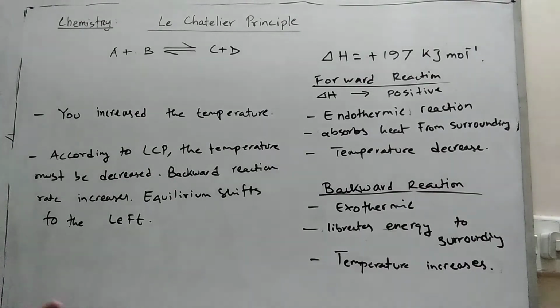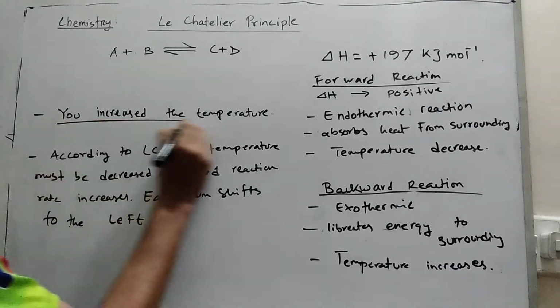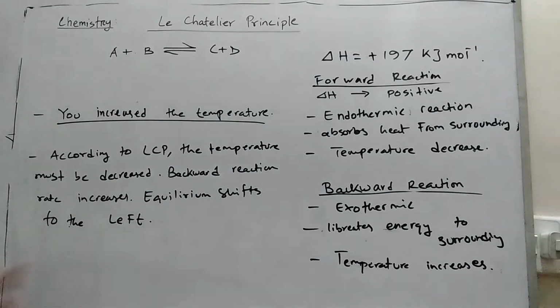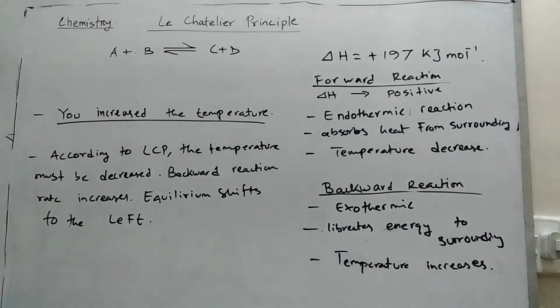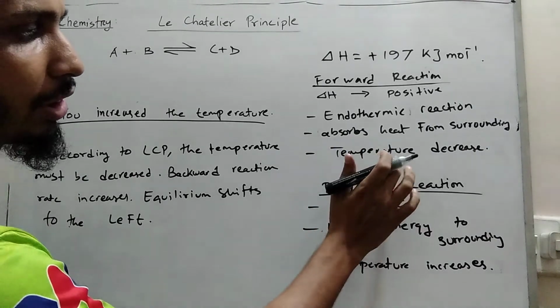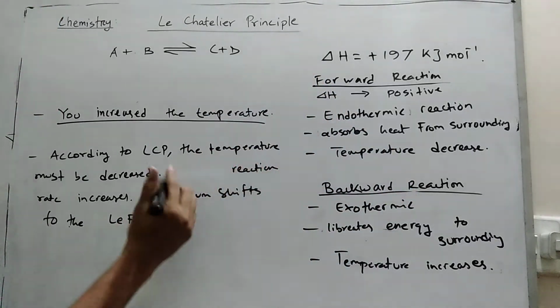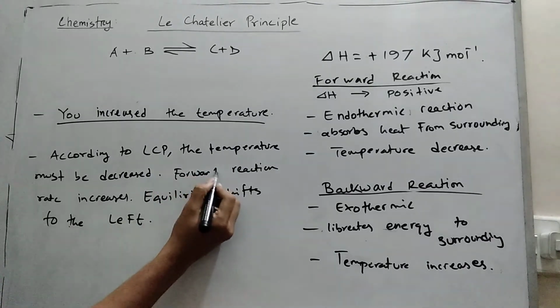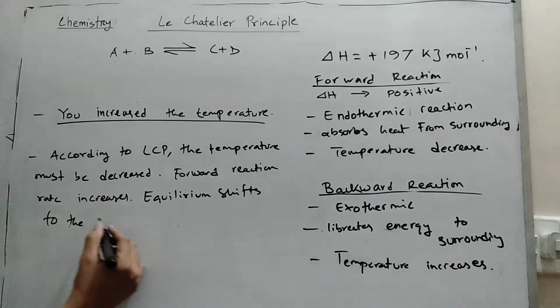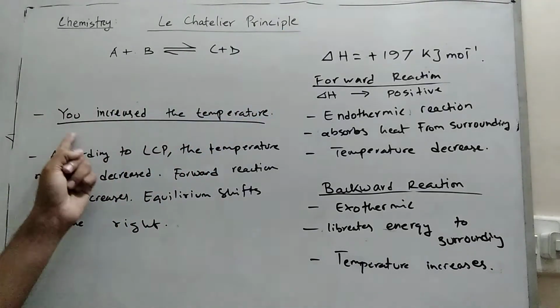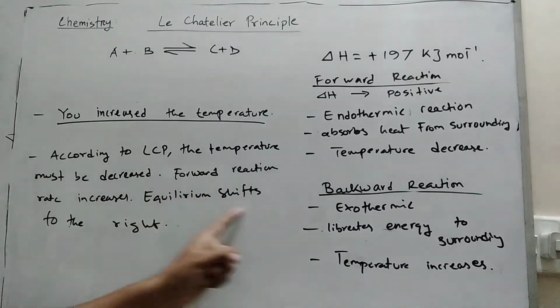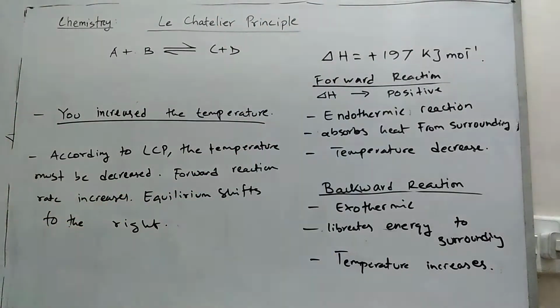Now let's say you have brought a change. The change that you have brought is you increase the temperature. Now if you increase the temperature, according to the principle, the temperature must be decreased. I'm fine with that. Now how can I decrease the temperature? The forward reaction decreases the temperature. So we will say here the forward reaction rate increases, equilibrium shifts to the right. This is an endothermic reaction. The forward reaction is endothermic, and if you increase the temperature, the equilibrium shifts to the right, goes to the right hand side.